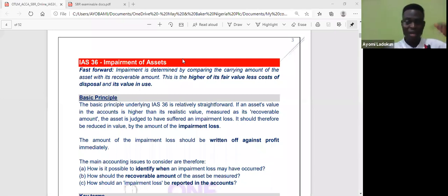So which one is higher? Obviously, it's fair value less cost to sell. So that automatically becomes my recoverable amount. I now compare with my carrying amount. Once it is lower, the asset has suffered impairment. But if it is not lower, if it's higher than my carrying amount, that means the asset is not impaired. I continue to carry it at its carrying amount.